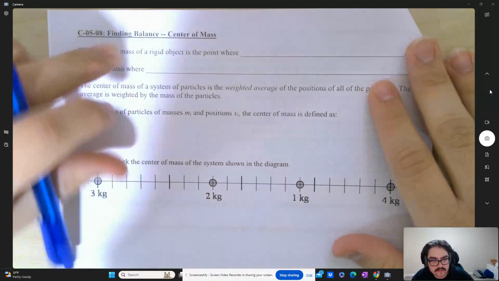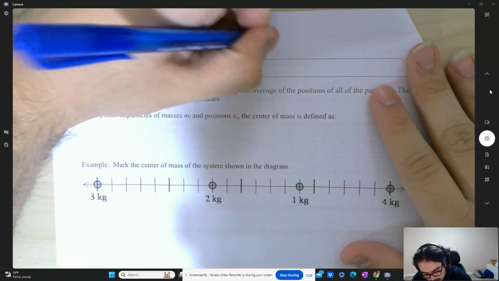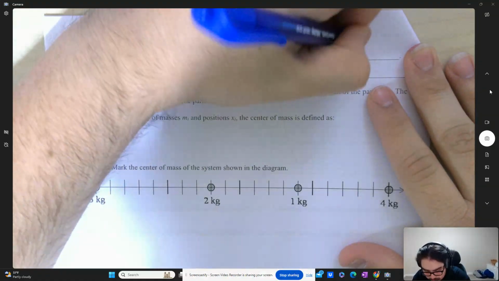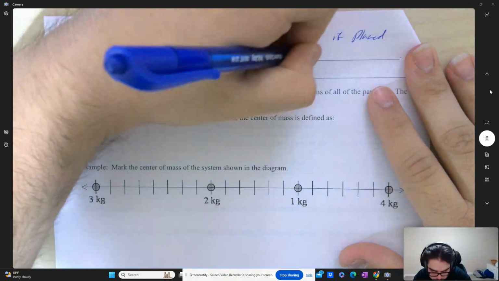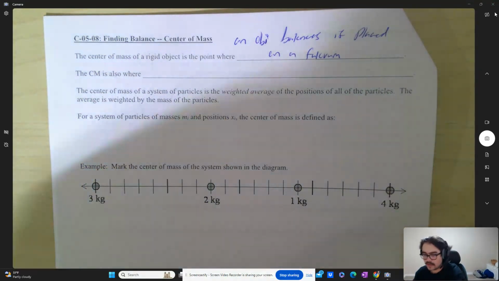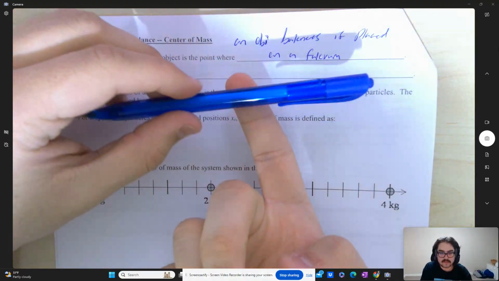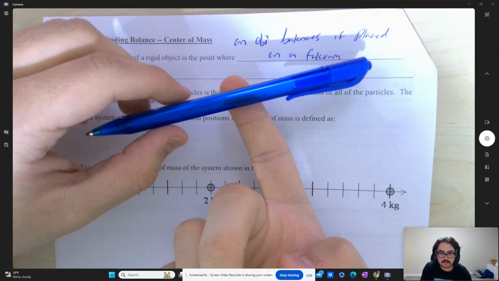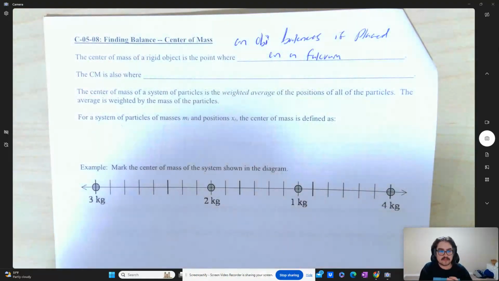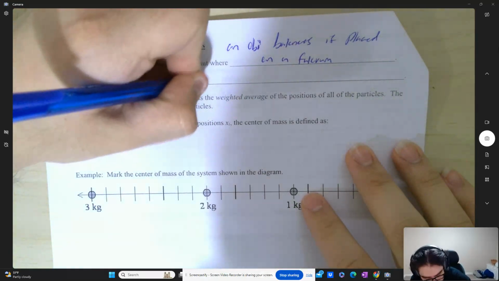But the center of mass of a rigid object is the point where an object balances if placed on a fulcrum. What I mean by that is, we could take my pen, for example. I can find the center of mass of my pen by shifting my finger as a fulcrum to the point where I can balance my pen on my finger. And that seems to be about my center of mass, right? Center of mass is where you can balance an object. Center of mass is also where an object wants to rotate around.